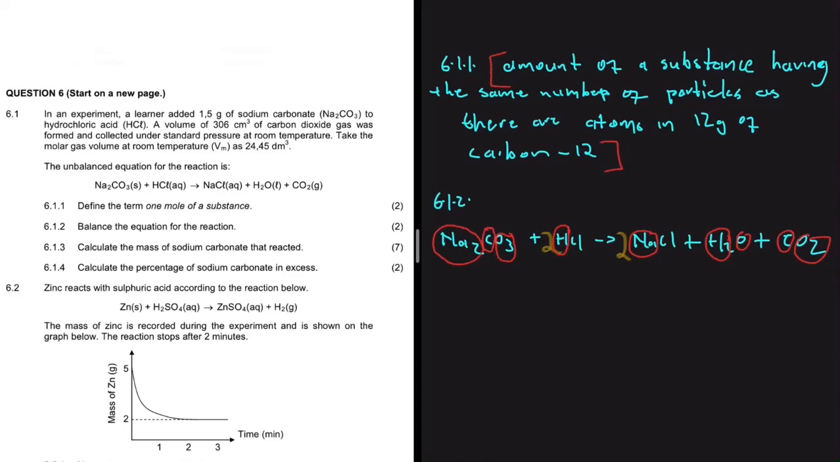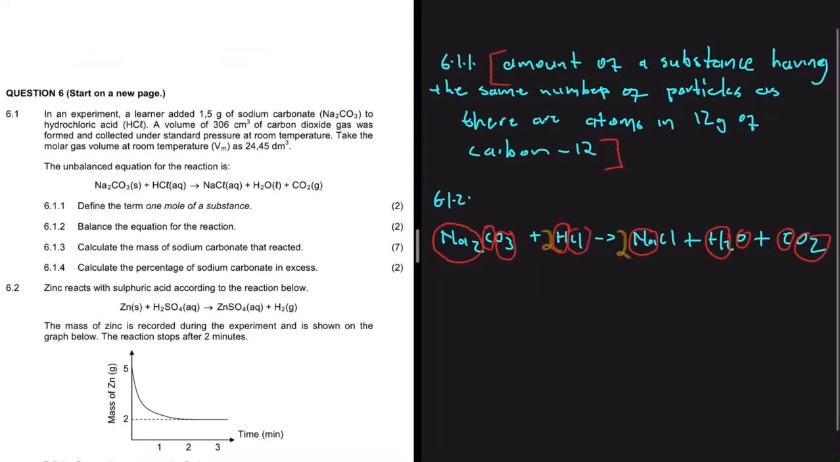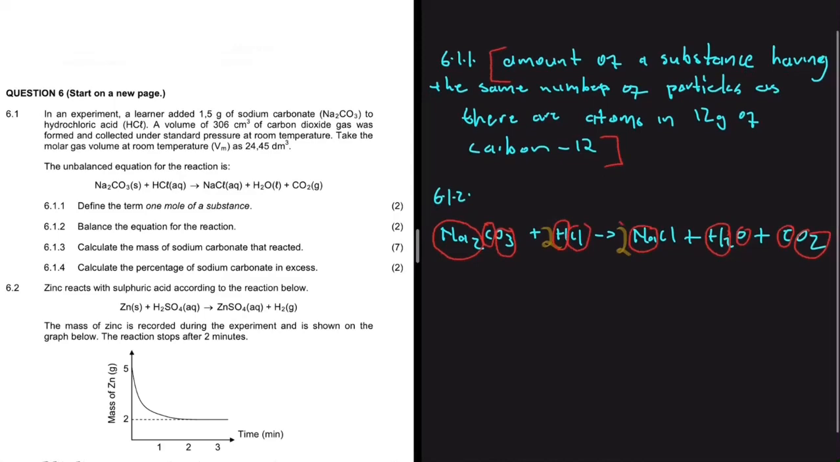Now let's look at Cl. We have 2 atoms of Cl on the left hand side. On the right hand side, because of this coefficient 2 that we used to balance the Na, we also have 2 Cl. So now our equation is balanced. We only had to add 2 here on HCl and 2 on NaCl.